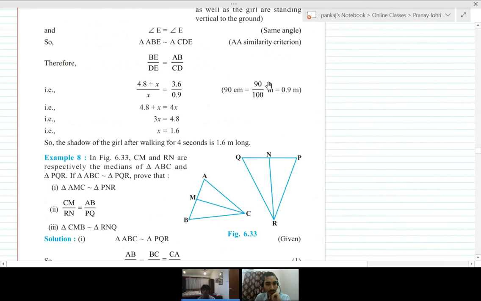So in triangle AMC, angle, AC and PR are similar. AC and MP.